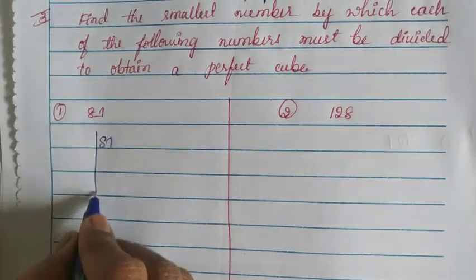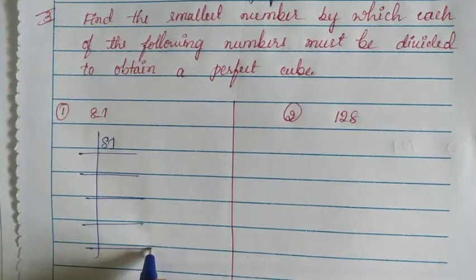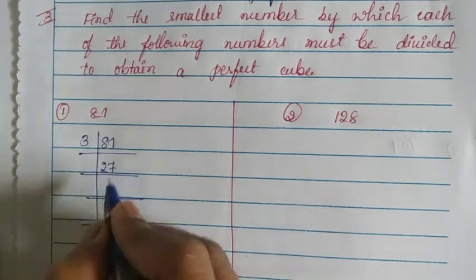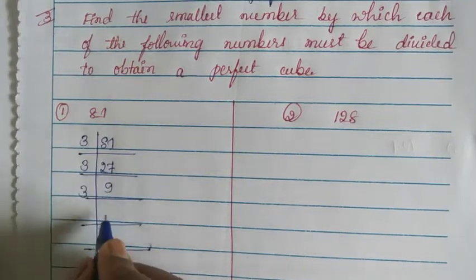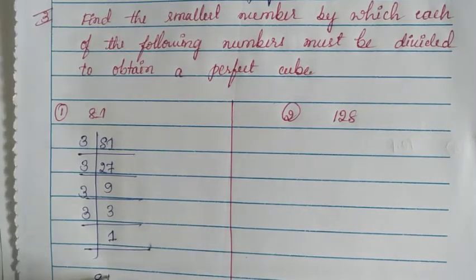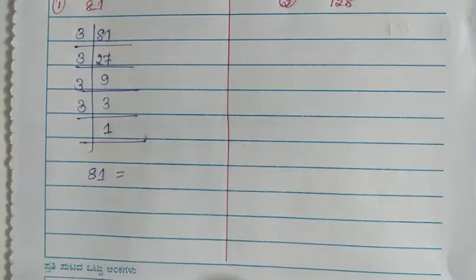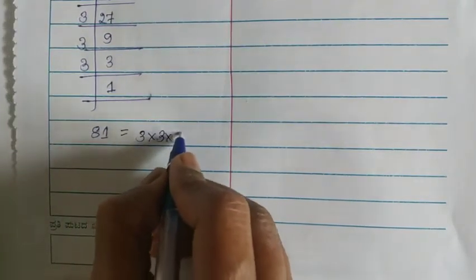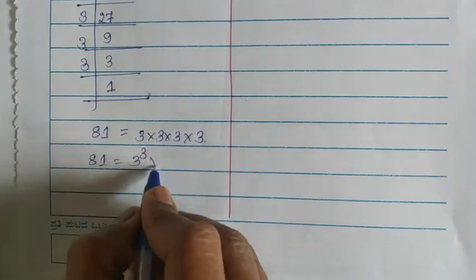81 is introduced into the prime factorization method. Yes, this starts now with 3. 3 2s are 6, 3 7s are 21. Again from 3, 3 9s are 27. Now 3 3s are 9, 3 1s are 3. Yes, 81 is equal to 3 into 3 into 3 into 3. See here, 3 cube. Another one 3.